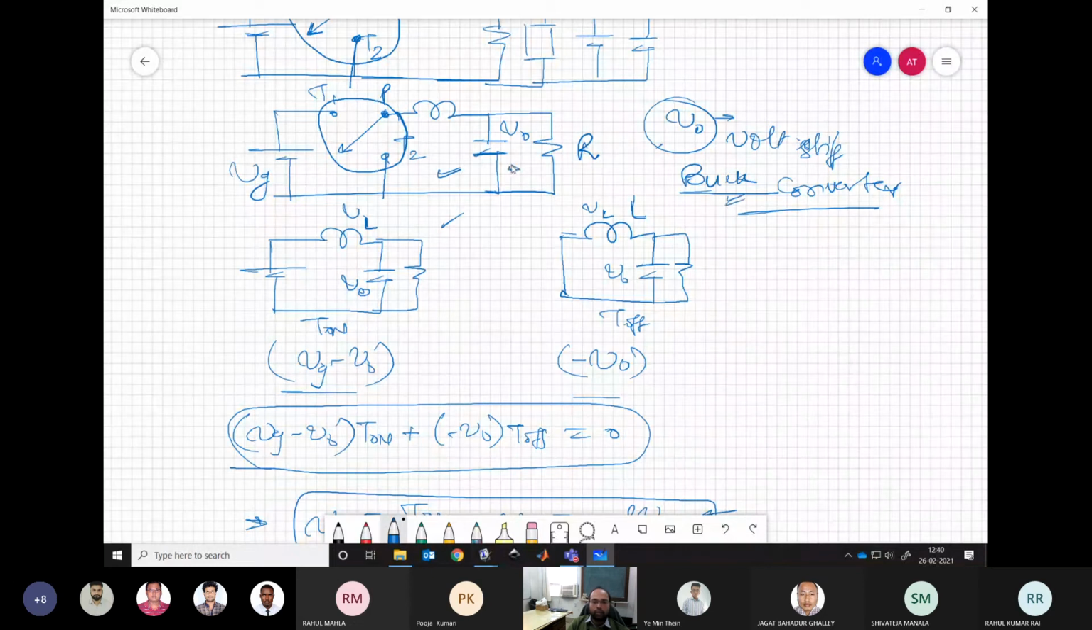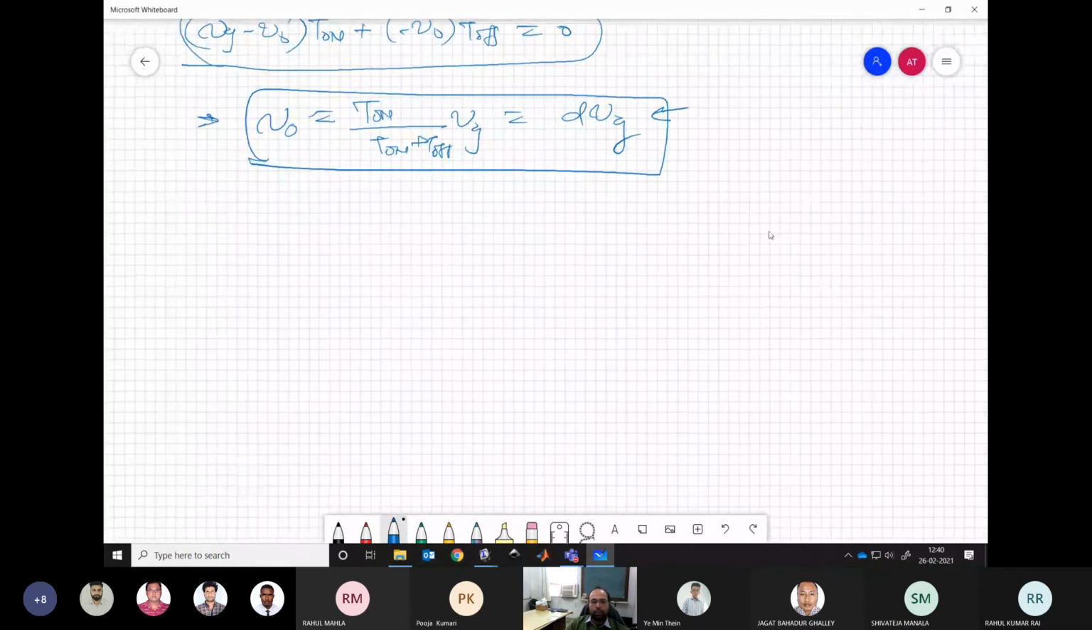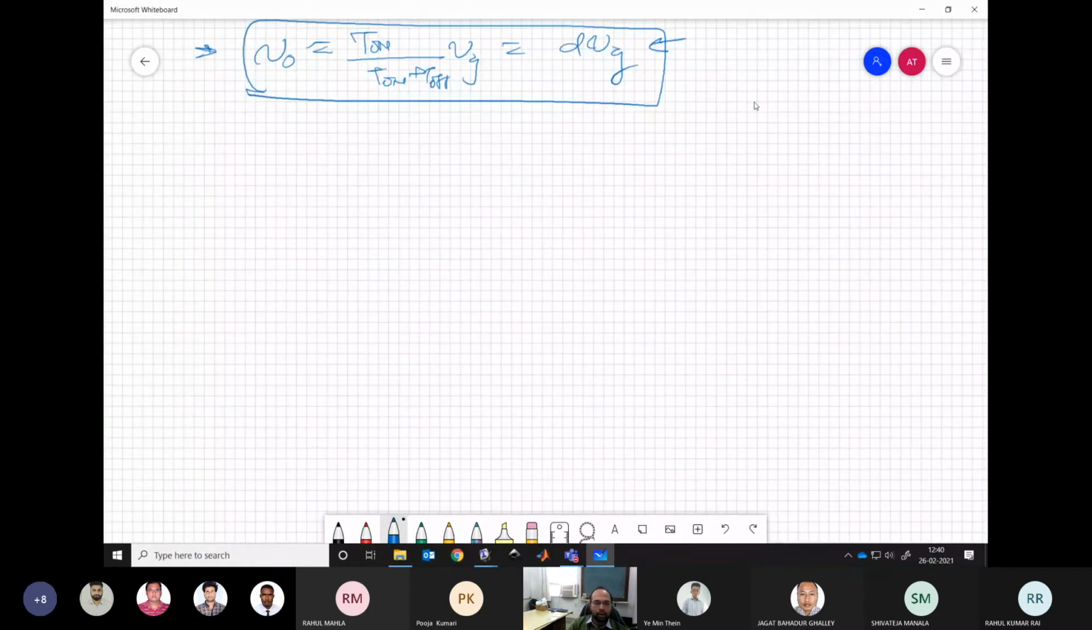Now here, one thing I have mentioned is that at the output we have a voltage stiff element, the capacitor. The output voltage is V0. Now what do I mean by voltage stiff? Again, just as we have a governing equation for the inductor, we have a governing equation for the capacitor.